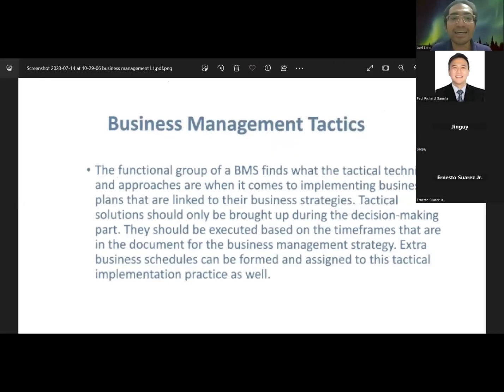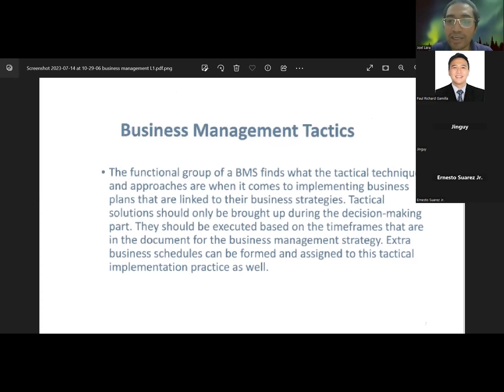Business management tactics. The functional groups of BMS finds what the tactical techniques and approaches are when it comes to implementing business plans that are linked to their business strategies. Tactical solutions should only be brought up during the decision-making part. They should be executed based on the timeframes that are in the business or business management strategy. Extra business schedules can be formed and assigned to this tactical implementation practice as well.